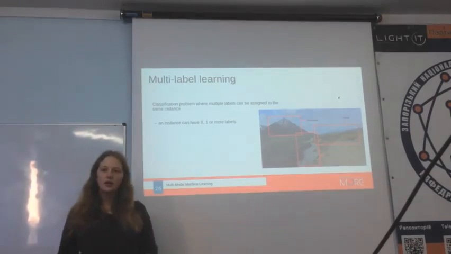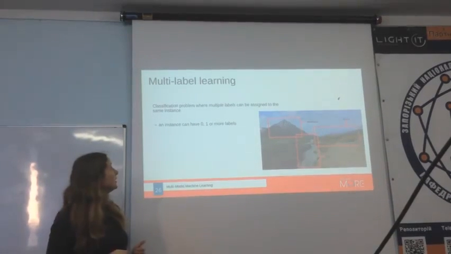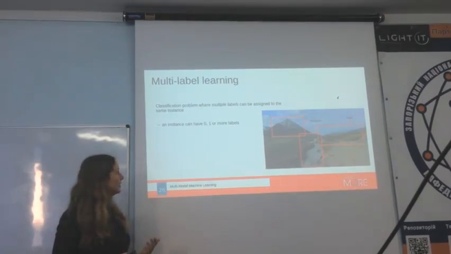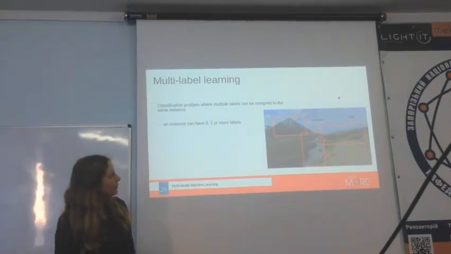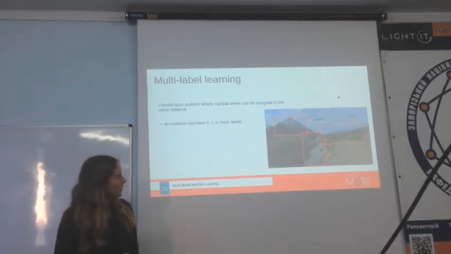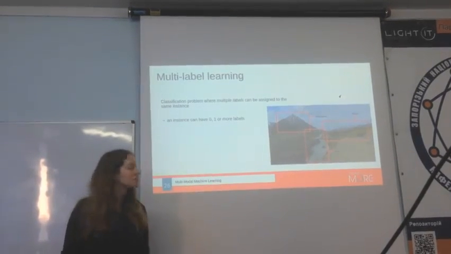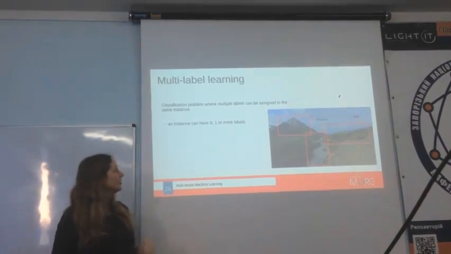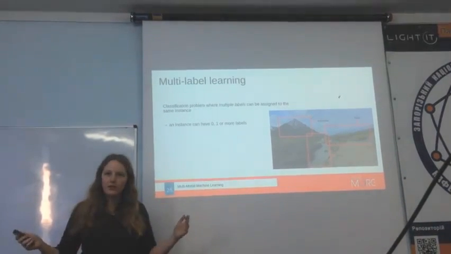Another multimodal paradigm is multi-label learning. So in this case, you don't have multiple tasks, but you have multiple labels. If you look at the example here of a picture, we could label it mountain or forest or river. The idea is that an instance, so a picture in this case, can have 0, 1, or more labels.